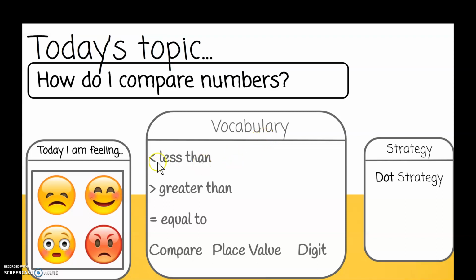Less than, that's the symbol for less than, greater than, equal to. And our verb for today is compare. That means you're trying to see which one is more, which one is less. Place value will always help you in a digit. One of the strategies I'm going to go over briefly today is the dot strategy.